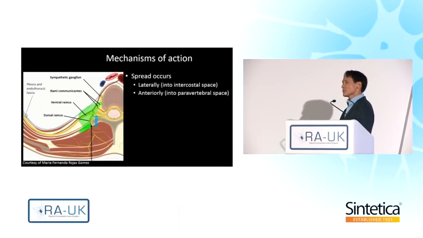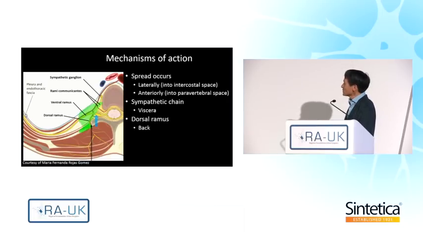So at this time, we believe that the ESP may work by spreading, number one, laterally into the intercostal space, and possibly anteriorly into the paravertebral space, affecting particularly the rami communicantes that supply the sympathetic ganglion and thus exerting any visceral analgesic effect.